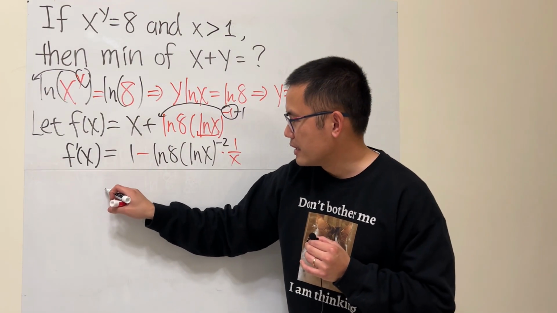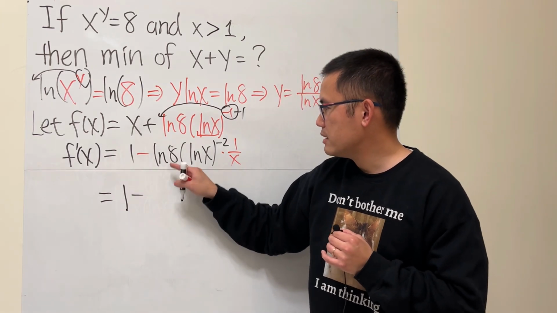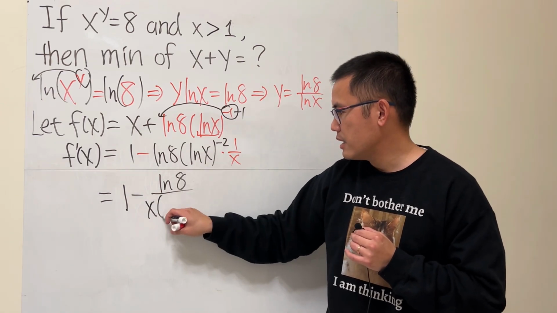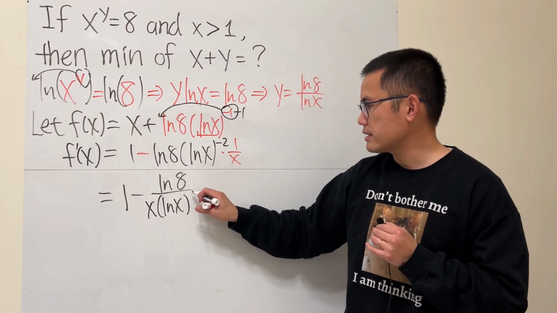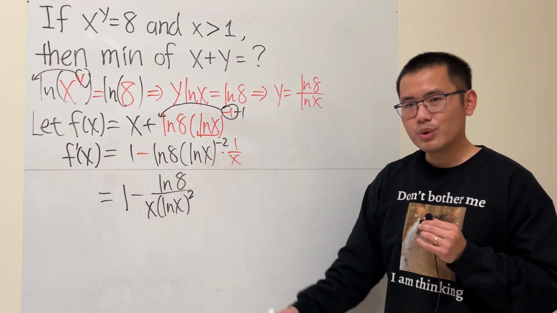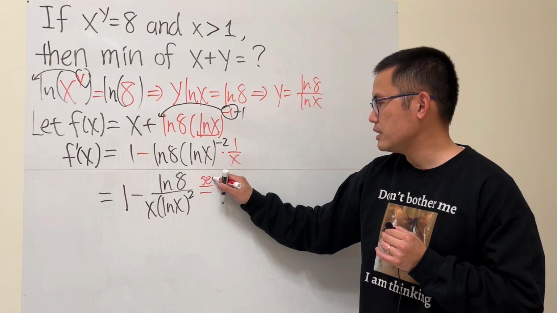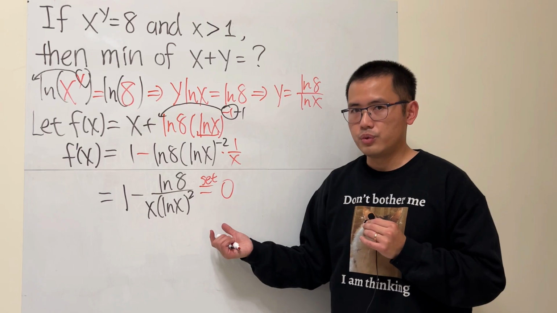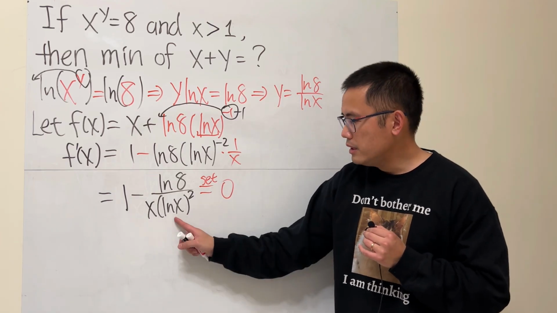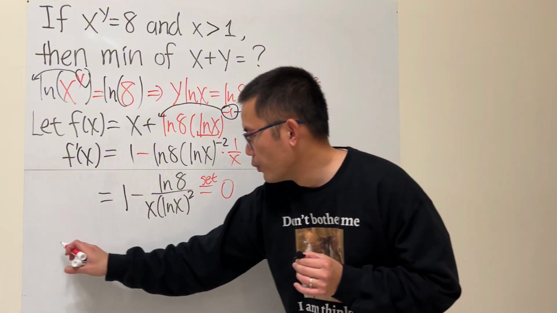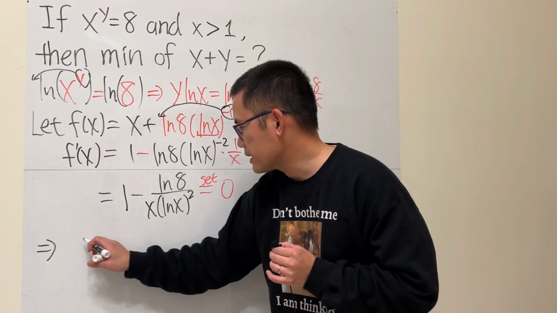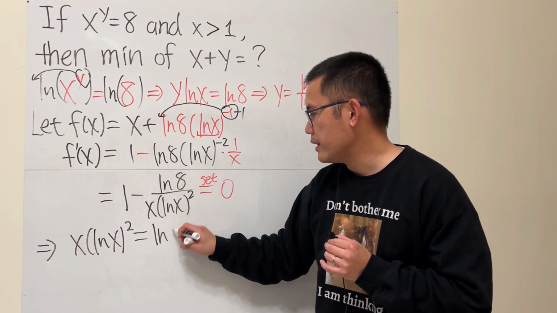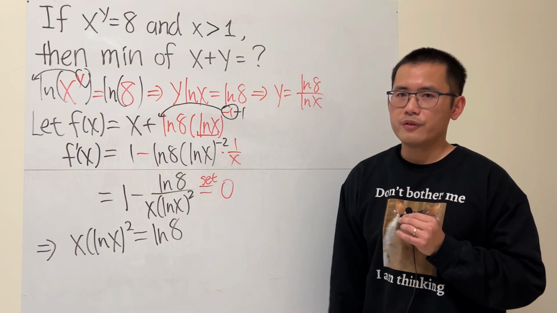And I'm going to put them a little bit nicer. So this is 1 minus, this is on the top, over, let me write this down first, and then ln x raised to the positive second power on the bottom. That's the derivative, and let's go ahead and set this equal to 0. Now, we have 1 minus this thing is equal to 0. In order for this to be 0, this has to be equal to that. So we will have to focus on the equation x times ln x to the second power is equal to ln 8. Now, how do we solve for x here?